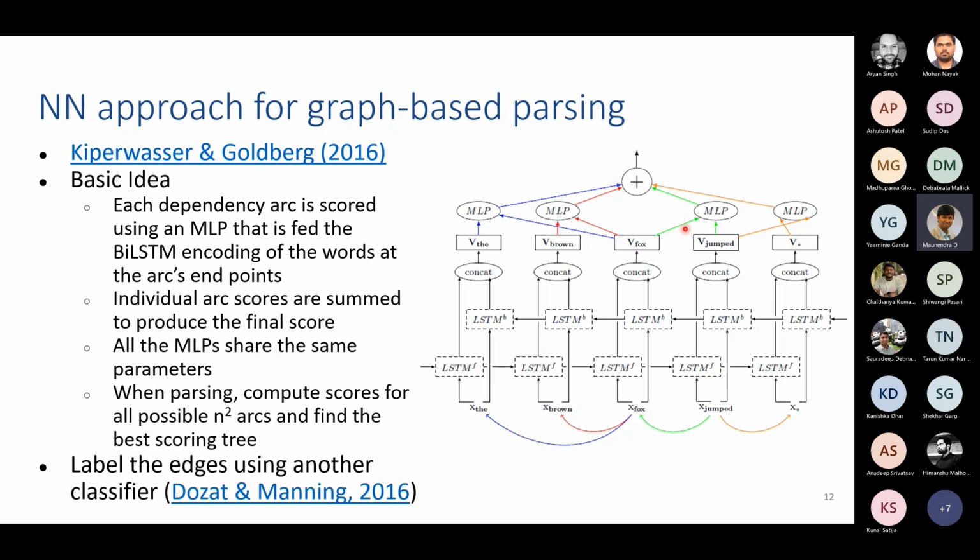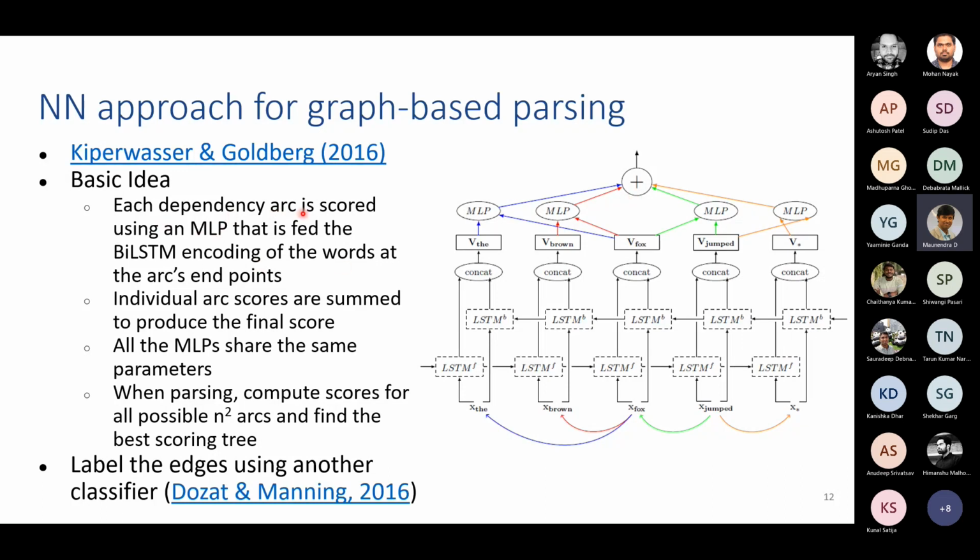For fox, we get the representation. For jumped, we get the representation. Pass it through MLP, and after passing it through the MLP, we get a score. Similarly for this one. And then we sum up all the scores. Now the set of edges for which the score is maximum can be picked. So that's what it said.